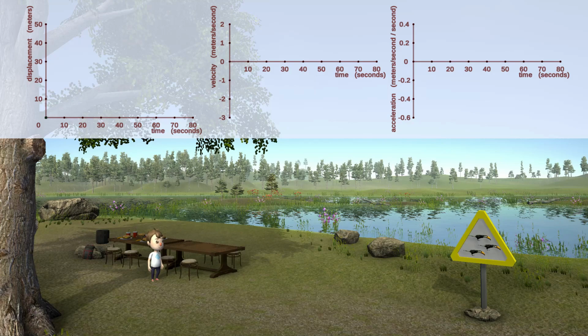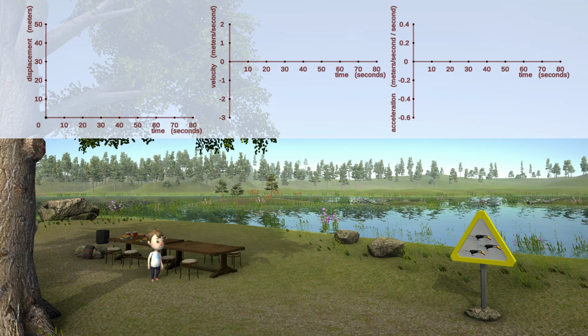To keep things simple, this time Sam is going to take one uninterrupted walk to his car and another back to his picnic table at the same speed. However, both these walks will start with a gradual increase in speed and end with a gradual decrease in speed. Let's see how that influences the graphs.